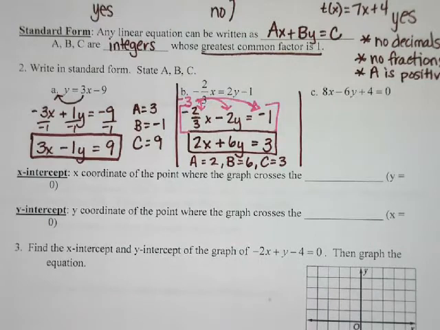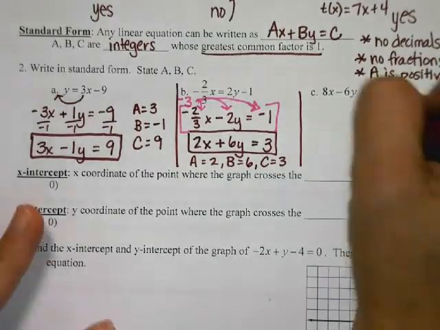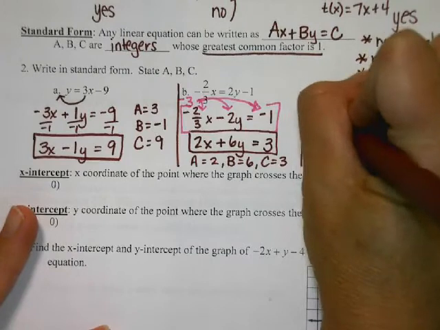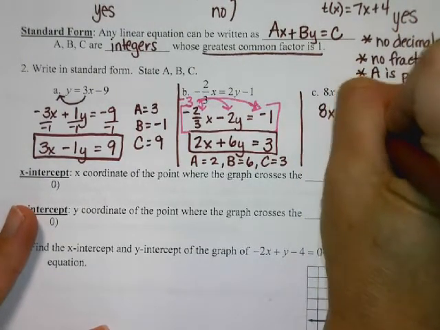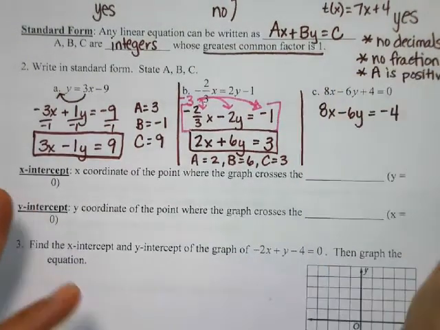Okay, last one, letter C. I have 8x minus 6y plus 4 is equal to 0. Let's move the 4 over. So I'm going to subtract it so he becomes a negative 4.